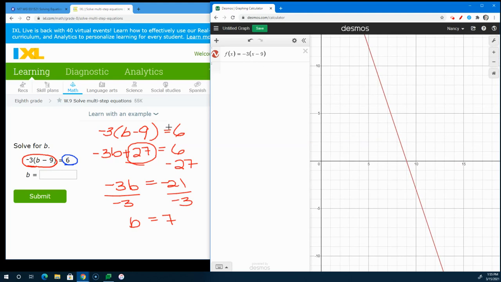Each side of this equation is actually a different equation. It's an expression, but you can set it up as an equation and you can graph it. So I have now graphed -3 times b minus 9, but I used x instead because that's the only way it'll graph on this graphing calculator. And on the other side, I want to graph f of x equals my blue side of the equation, which is 6. And it actually graphed a blue line there.